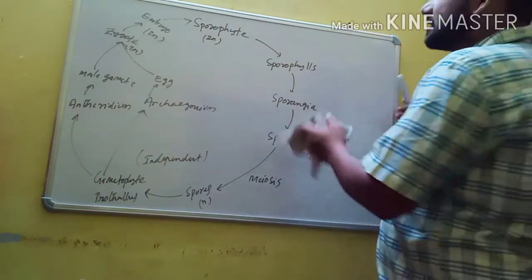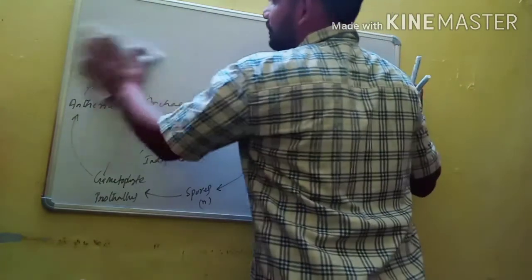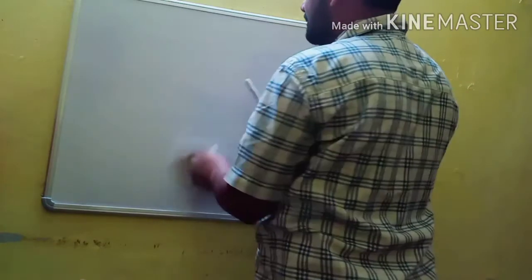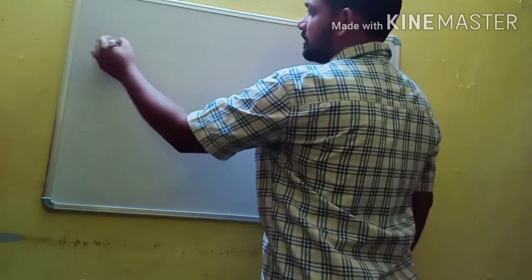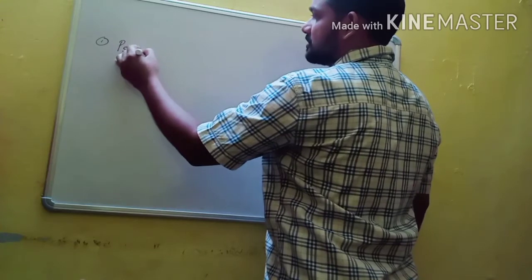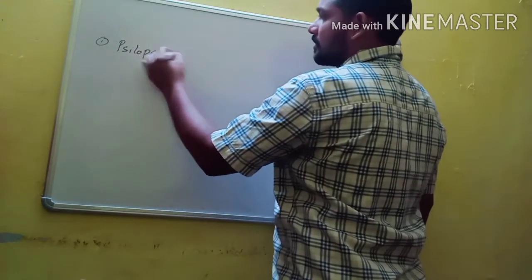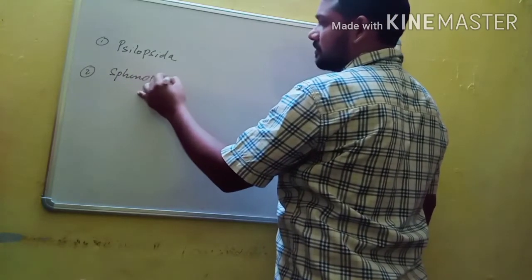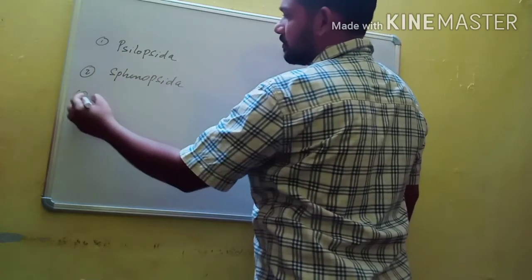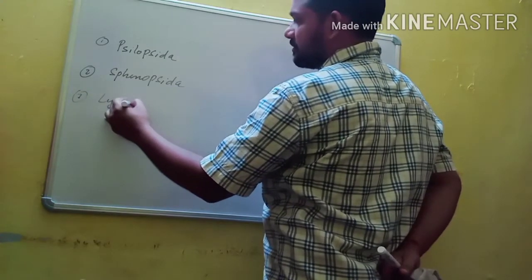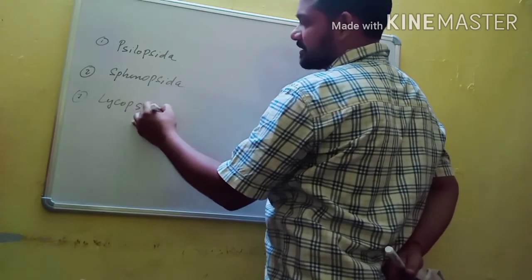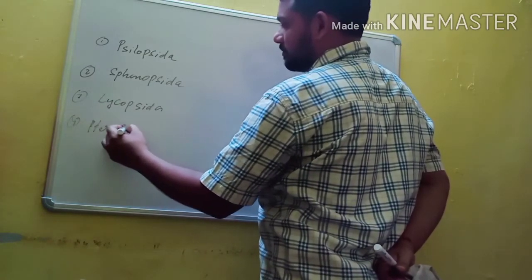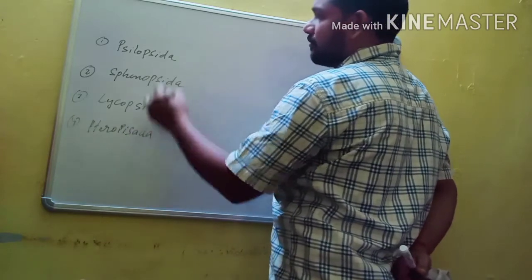And the division pteridophyta is divided into 4 classes. What are the 4 classes? Psilopsida, Sphenopsida, Lycopsida, and last one Pteropsida. So these are the 4 classes.